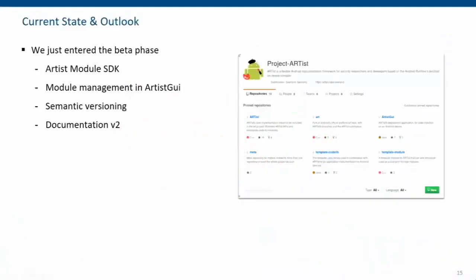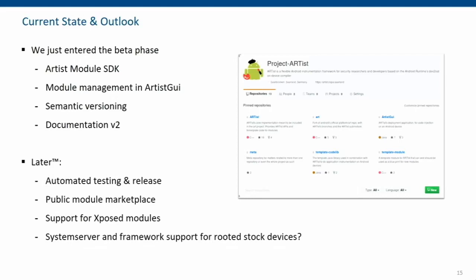So what is the current state here? The basic idea is we just created this Artist module SDK and have some module management in our Artist GUI app. And we have some semantic versioning and documentation and so on. And all of this is open source, so you can check it out. And we want to improve upon this, of course. We want to have automated releases and testing. We want to have a public module marketplace where you can create modules and upload them, similar to what Xposed is offering right now.